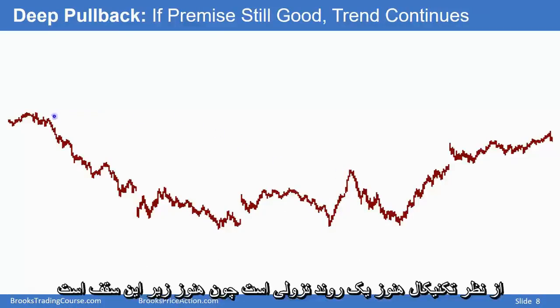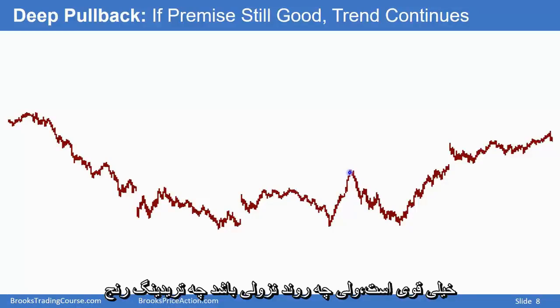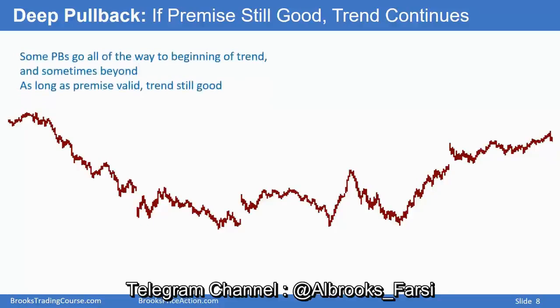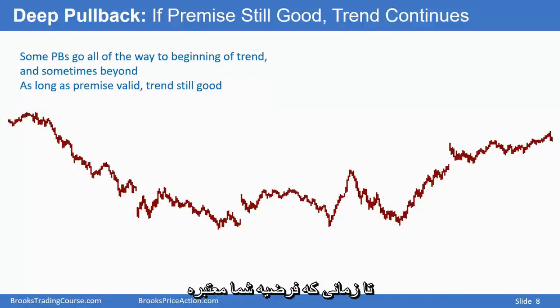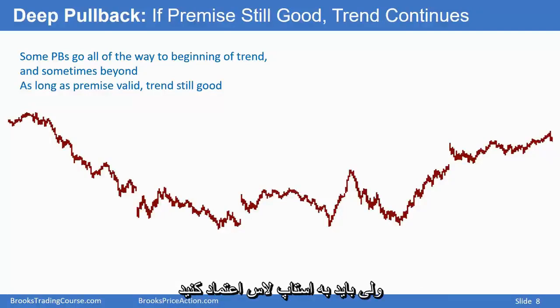It's technically still a bear trend because we're still below this high, and we could be making a very broad bear channel. But in any case, at this point, it's very strong, and you're either in a bull trend or a trading range, and you need to stop down here because sometimes you get an extremely deep pullback, and you don't want to be stopped out. As long as your premise is still valid, the trend is still good, and it's okay to be in your position, but you have to rely on your stop.